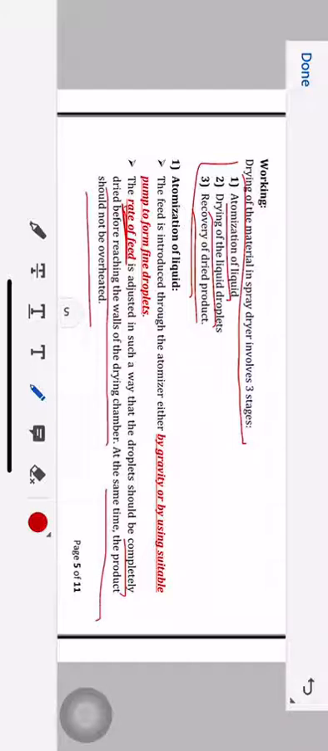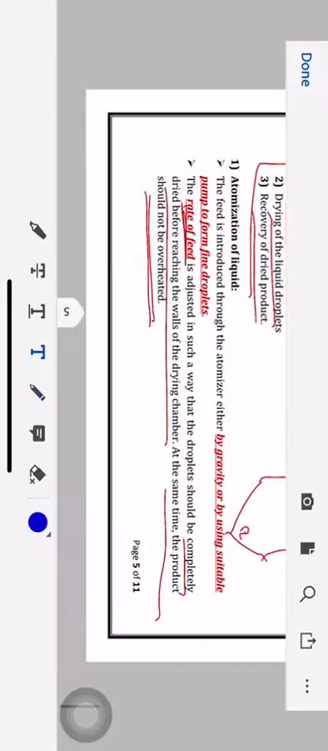If your rate of feed is too slow, then what happens? Suppose this is your chamber. If you have a very slow feed rate, your product will dry before it reaches this point, but sometimes overheating can occur. So it should not be too slow, it should not be too fast, it should be optimum.